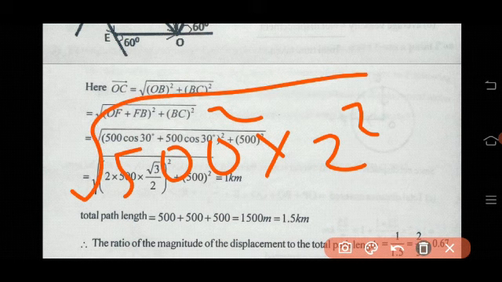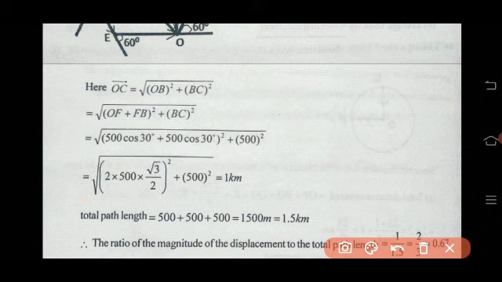Now there is a root. The root gets cancelled with the square. So therefore, you will get 500 into 2, that is 1000 meter. 1000 meter is nothing but 1 kilometer. That is the answer. That is the displacement for the third turn.